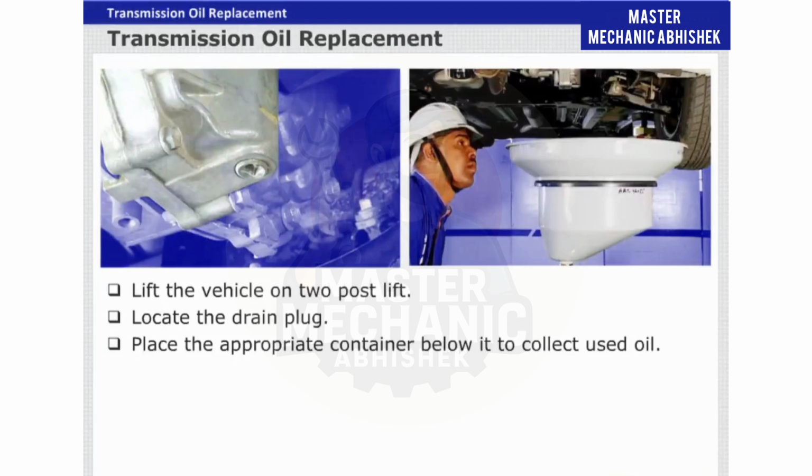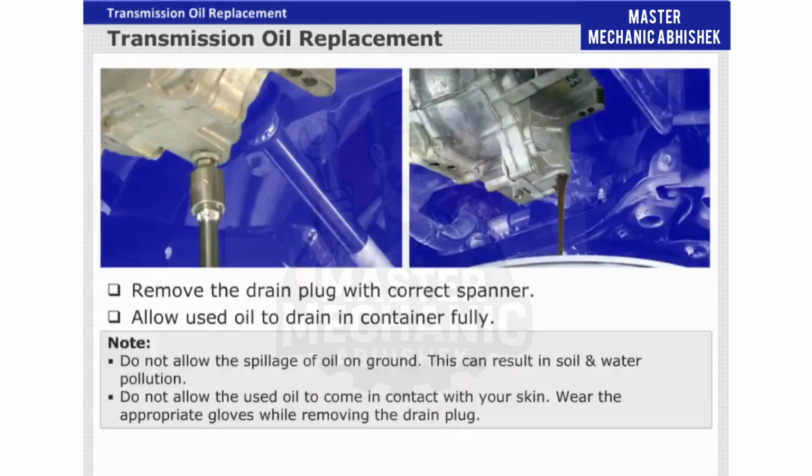Transmission oil replacement. Lift the vehicle on a 2-post lift. Locate the drain plug. Place the appropriate container below it to collect used oil. Remove the drain plug with the correct spanner. Allow used oil to drain in the container fully.